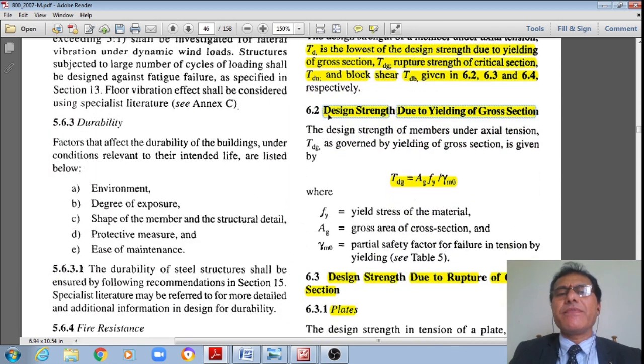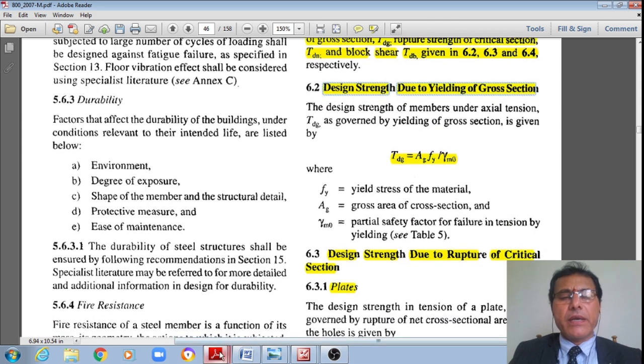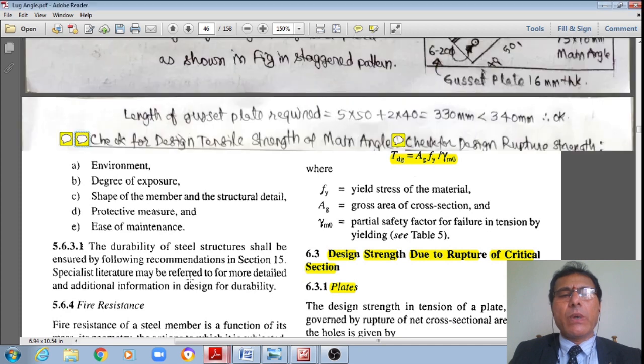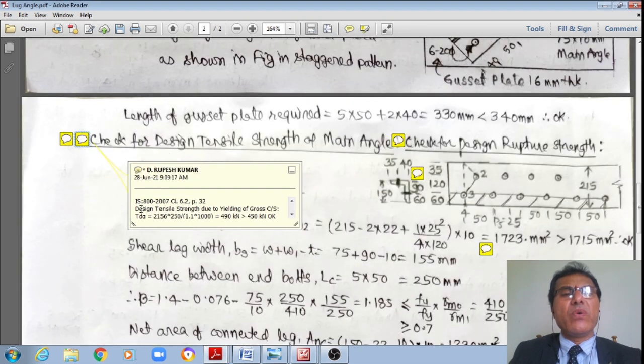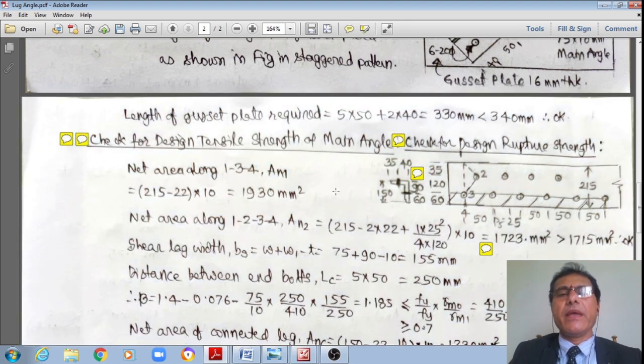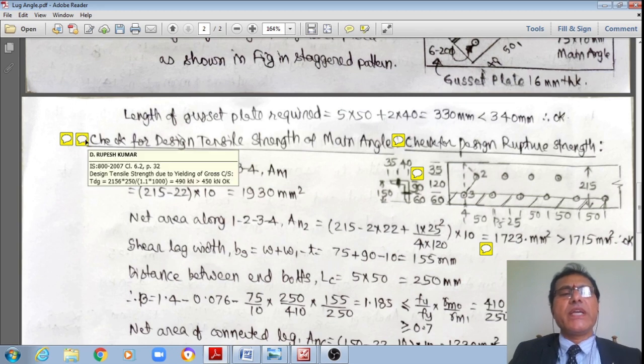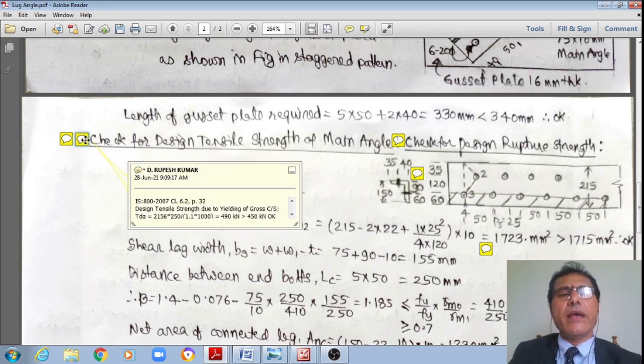Design strength due to yielding of the gross cross section, Tdg is equal to Ag Fy divided by gamma m0. Substituting these numeric values, I get the design tensile strength due to yielding of the gross cross section. Tdg is equal to the gross cross section 2156 times Fy 250 divided by 1.1, times 10 to the power minus 3. It now works out to 490 kilonewton, which is greater than 450 kilonewton. Therefore, it is okay as per the code. This is okay as per this clause 6.2.